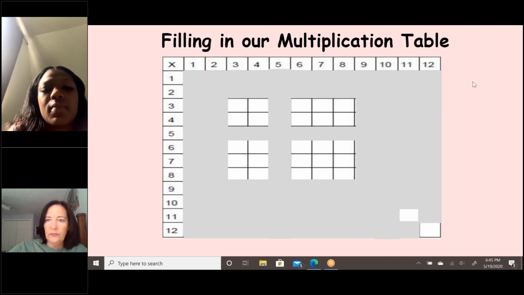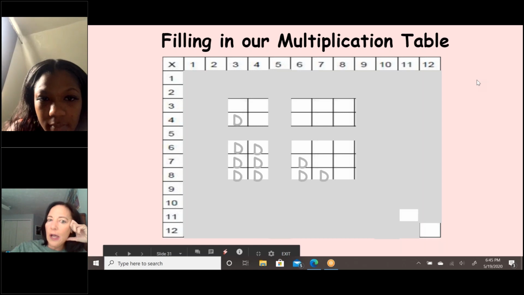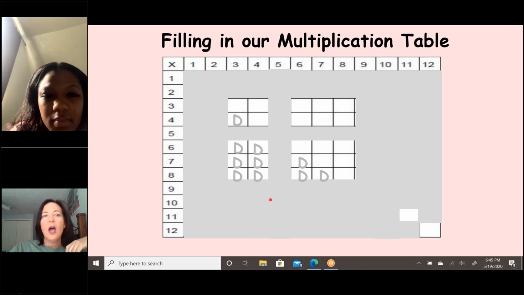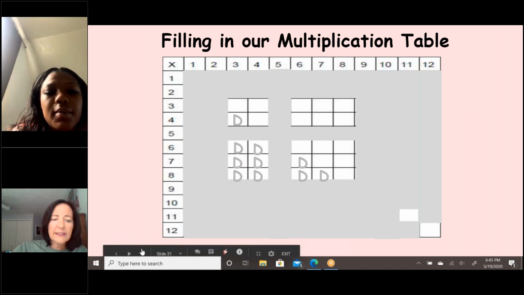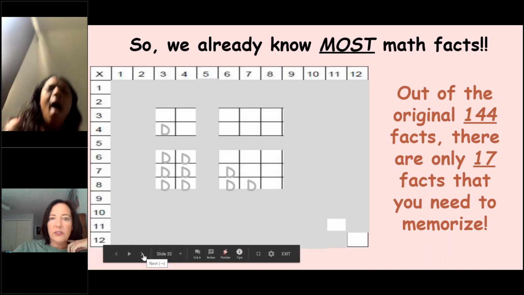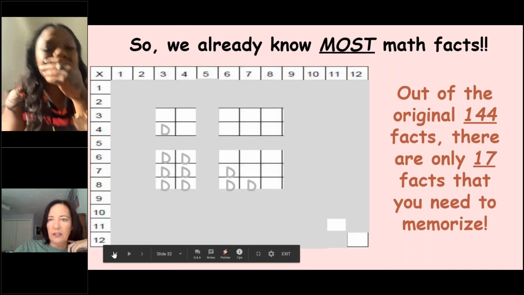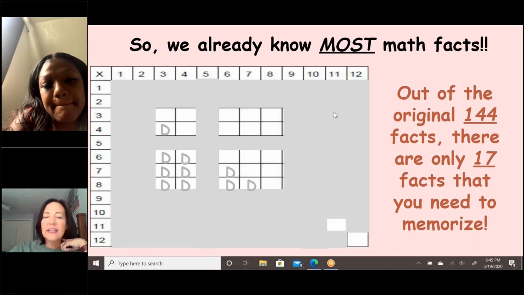Remember, in the beginning, we also talked about there are a bunch of duplicates. Almost half of our chart is duplicates, because like 4 times by 3 is the same problem as 3 times by 4. So really, all the ones with D's in them, those are duplicates. Those aren't new problems for us to learn. So that makes it even fewer of the hard problems that we have to work hard to memorize. Okay, so we already know most of our facts. Out of the original 144 facts, there are only 17 that need to be just flat out memorized. And we're going to talk about that in a minute.